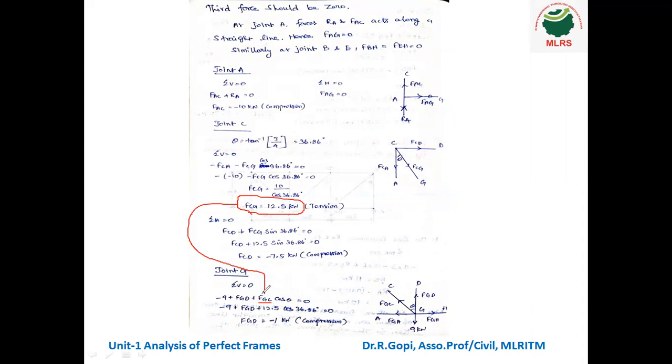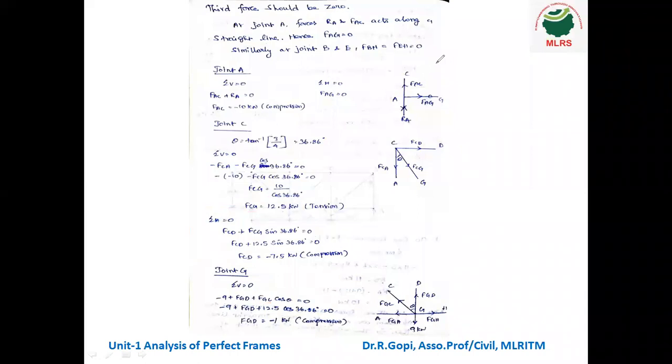Substitute the value here. FGC, 12.5 cos 36.86 degrees equal to 0. So therefore FGD equal to minus 1 kilonewton. Minus 1 indicates compression.